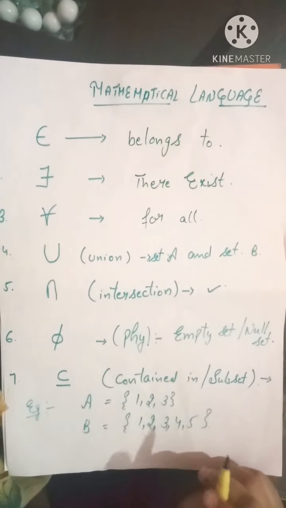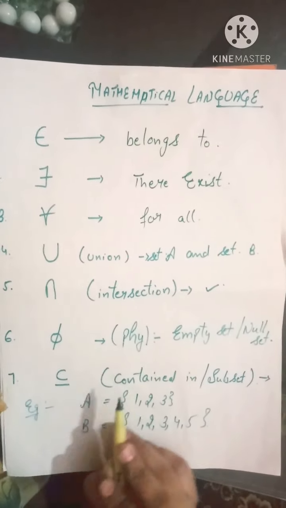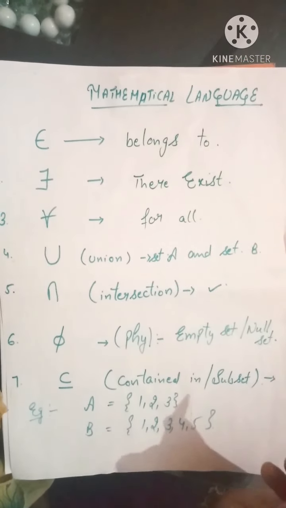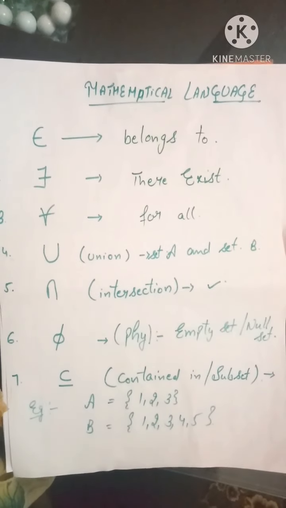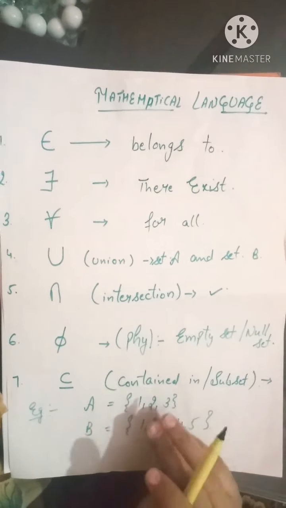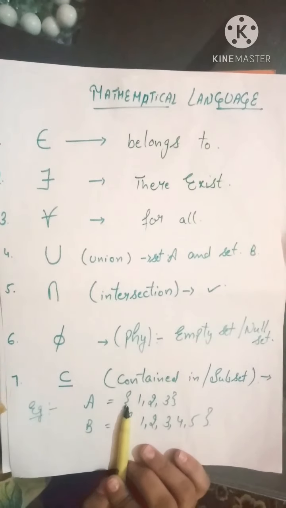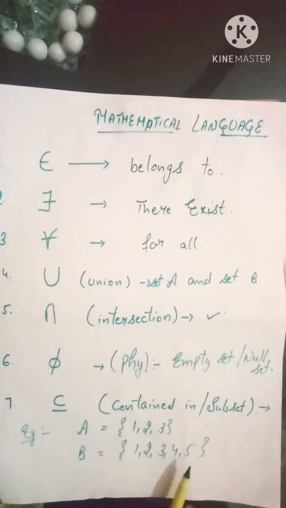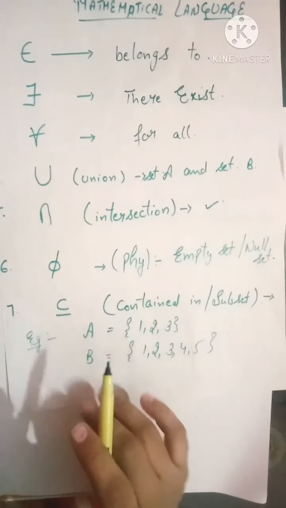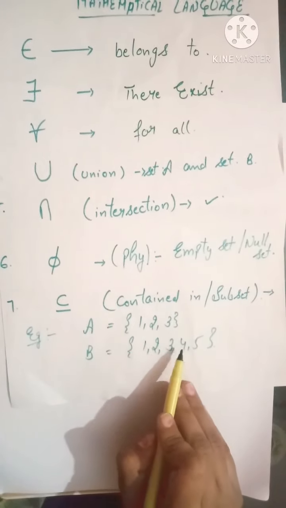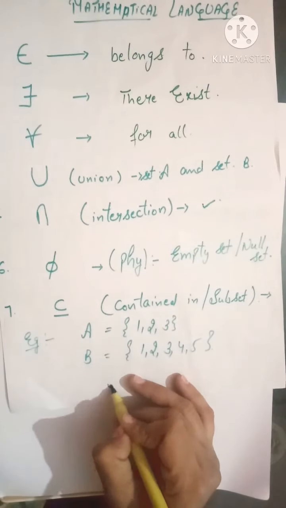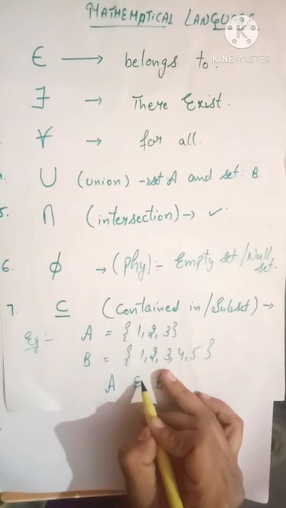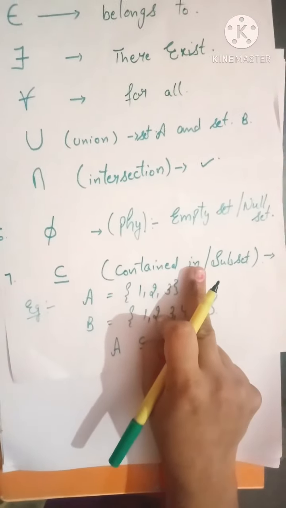Next I have this symbol. This symbol represents contained in or a subset. Subset means a set in which another set exists. Let's take an example. Set A has elements 1, 2, 3 and set B has elements 1, 2, 3, 4, 5. Then clearly this set A is properly contained in set B. So I can write it as A contained in B. This symbol represents the contained in situation.